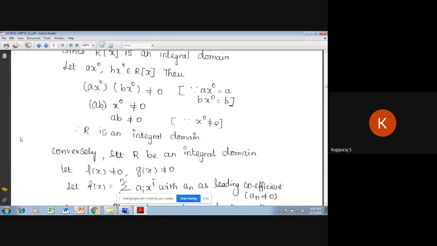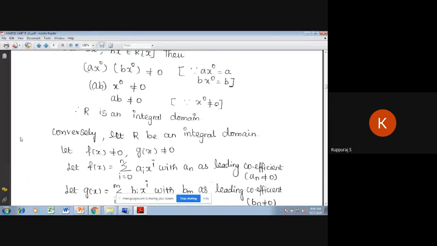Now consider two non-zero polynomials, f of x not equal to 0 and g of x not equal to 0. We have to prove their product f of x into g of x is also not equal to 0. If we prove f of x into g of x is not equal to 0, then we can say the polynomial ring is also an integral domain.